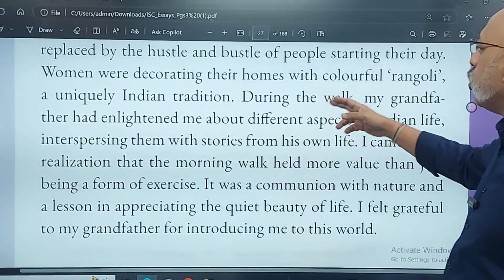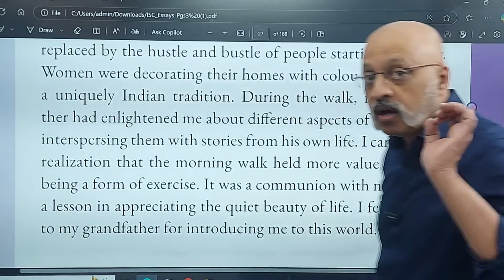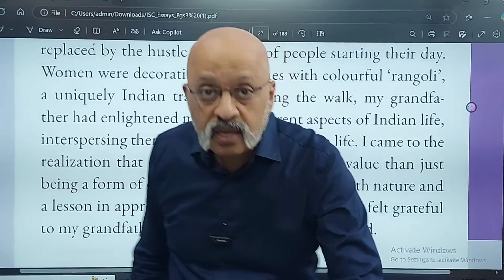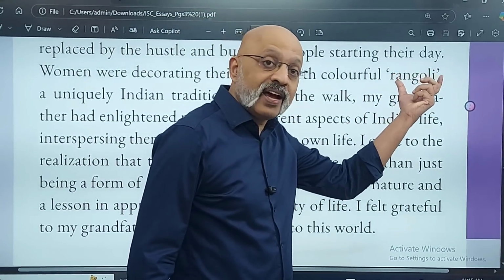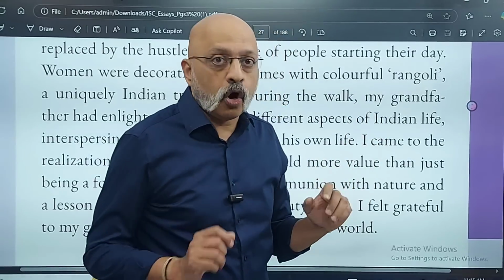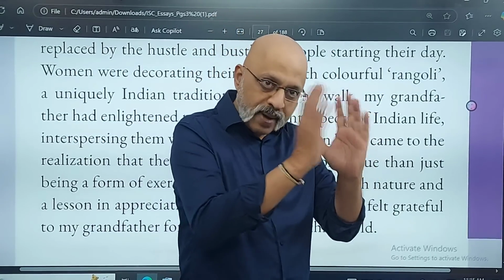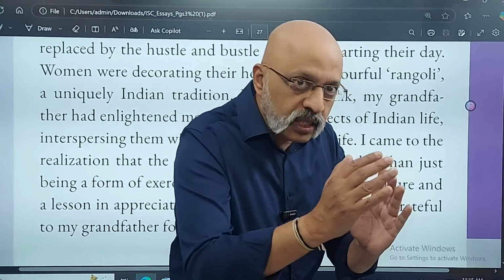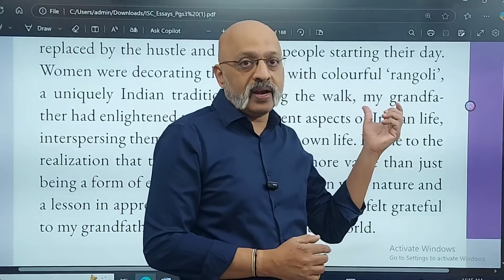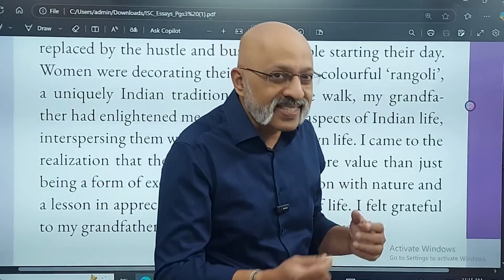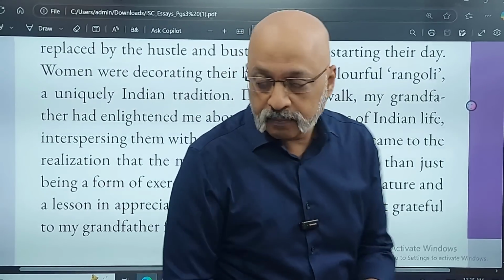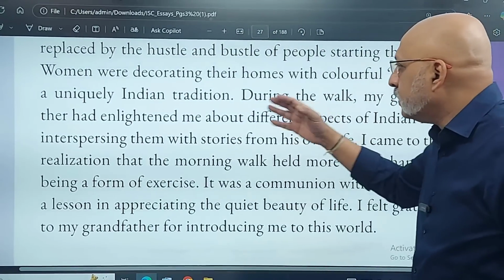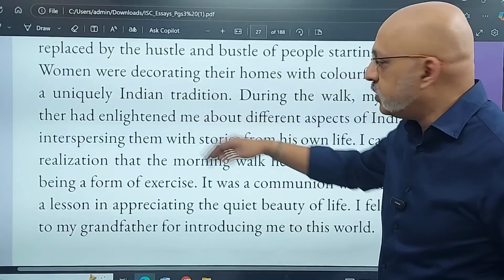Women were decorating their homes with colorful rangoli. Now you see, rangoli is a Hindi word, right? So I have used this word, but I have taken care to put it in single inverted commas, so that you make it clear that I'm using a Hindi word, but it is appropriate out here, right? If you had put design, it would not really convey the same kind of meaning, right? Of a feeling rather. A uniquely Indian tradition.